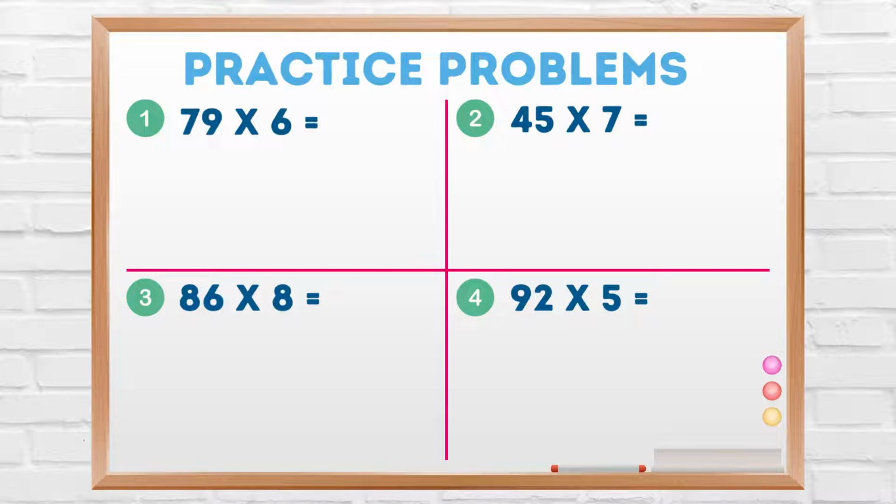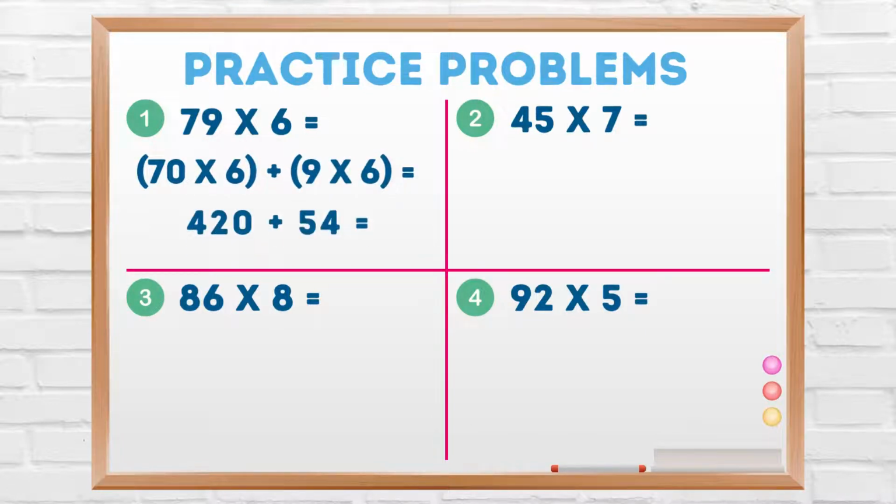Okay, let's start with practice problem 1. We will break up 79 and multiply both numbers by 6. 70 times 6 is 420 because 7 times 6 is 42, and we simply add on the extra 0. And 9 times 6 is 54. 420 plus 54 is 474, so 79 times 6 is 474.